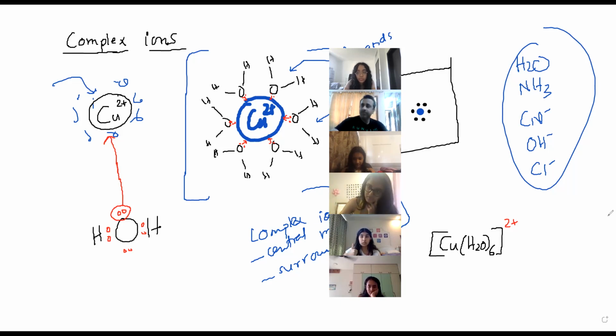Yes, Alicia. I don't fully understand how to calculate the charge. Could you possibly do an example with a negatively charged ligand? Yeah. Okay.